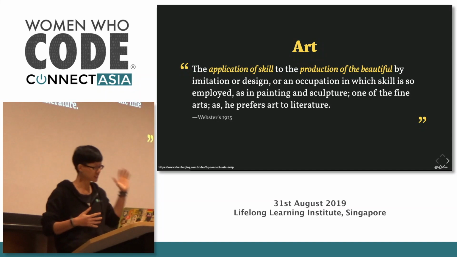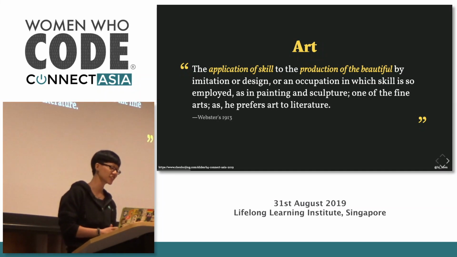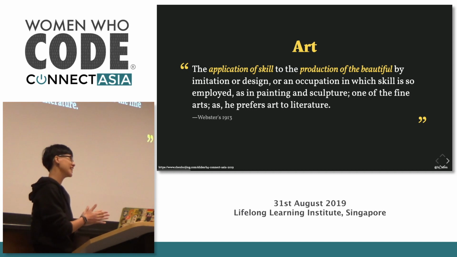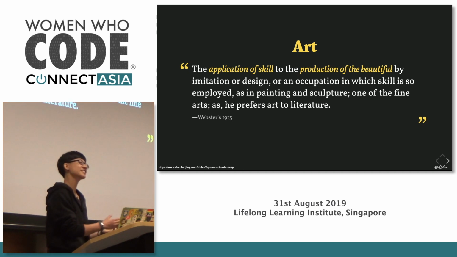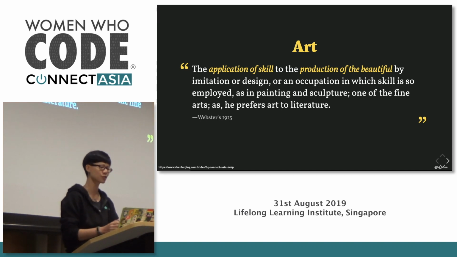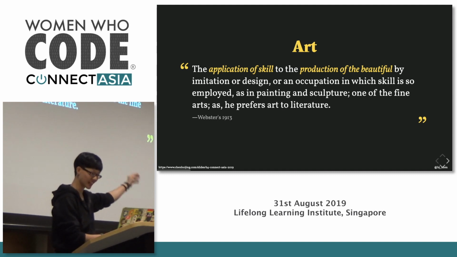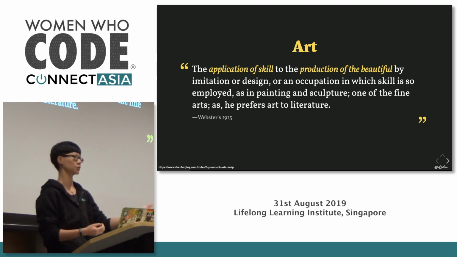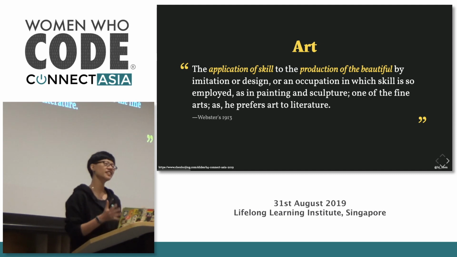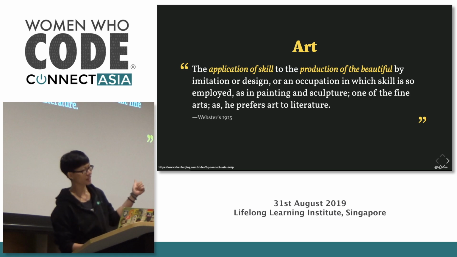But this is a dictionary definition of art from the 1913 edition of Webster's Dictionary. Why 1913? I'll let you go and Google 1913 Webster's, and you'll realize why I chose this particular dictionary definition. But it says it is the application of skill to the production of the beautiful. So art in and of itself is actually a very subjective thing. There's not one single universal definition, but I think this one's not bad.